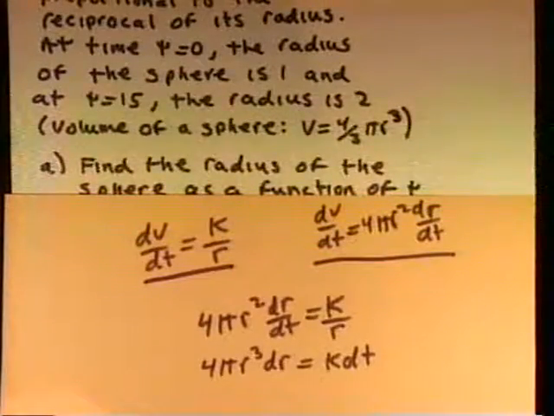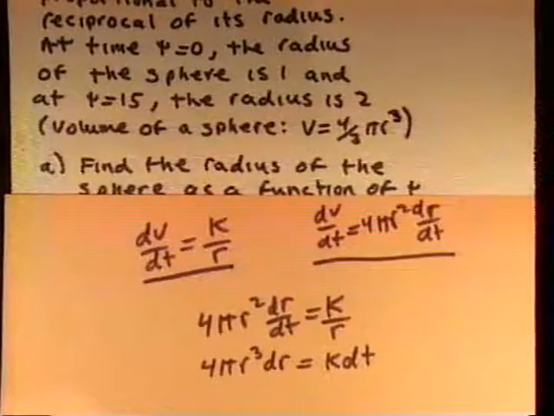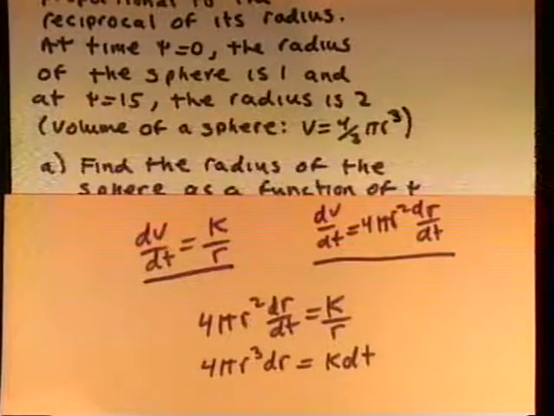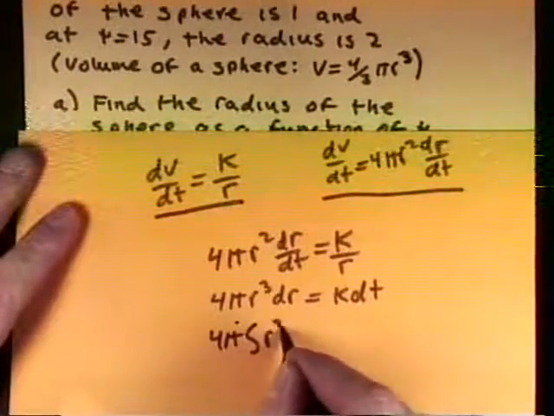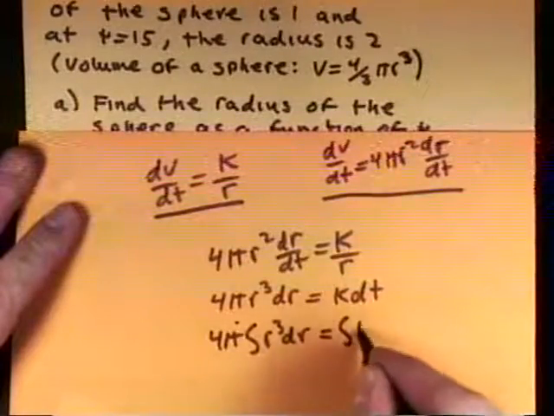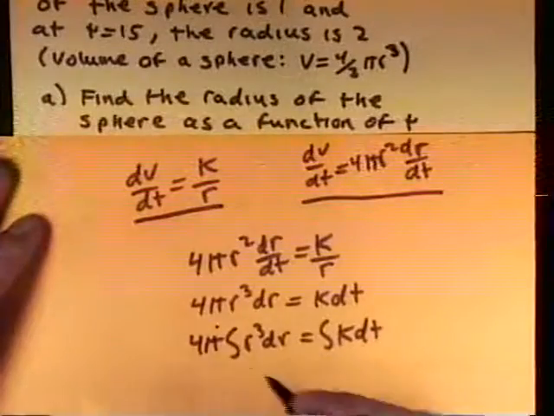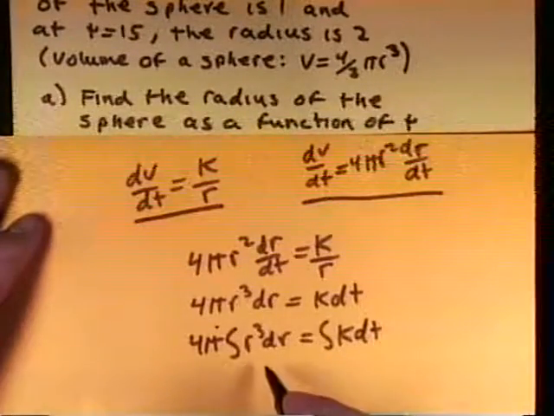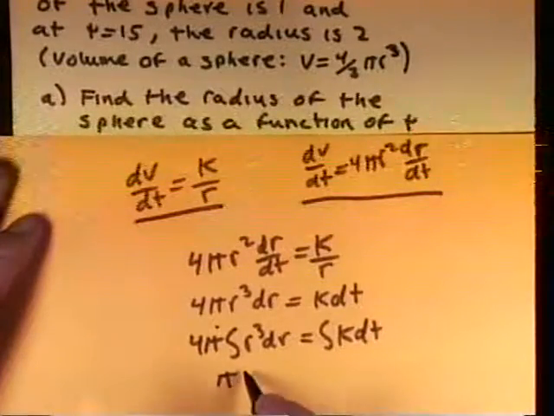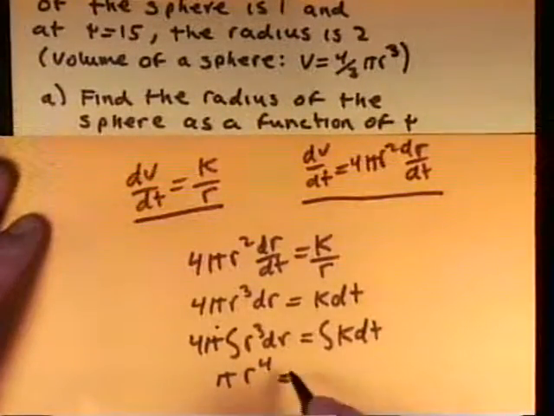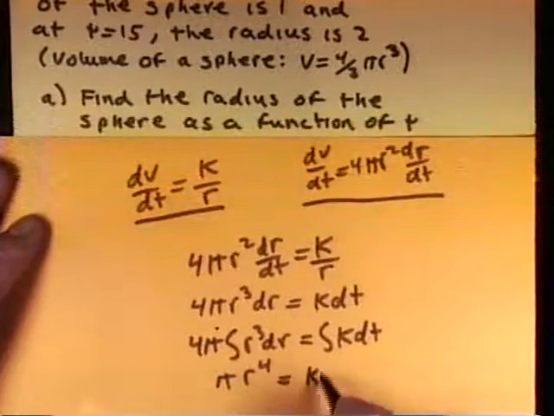Okay, now you integrate, and actually on the left side, you can go ahead and take the 4 out. Take the 4 out and then integrate pi r cubed dr. So it's 4 pi, because they're both just constants, and r to the 4th over 4. And so the 4's cancel out, so it's just pi r to the 4th, right? And the other side is k is just a constant, so it'll just be kt plus c, right?